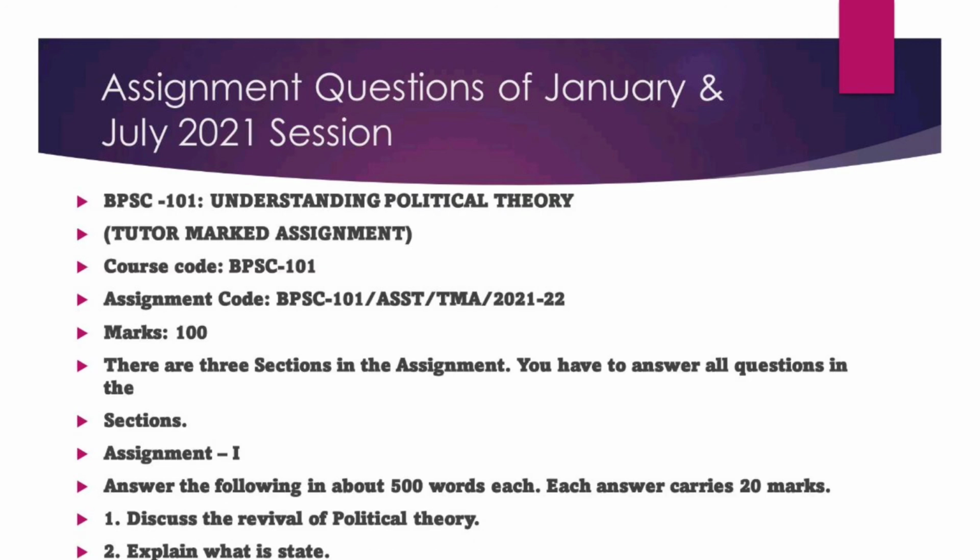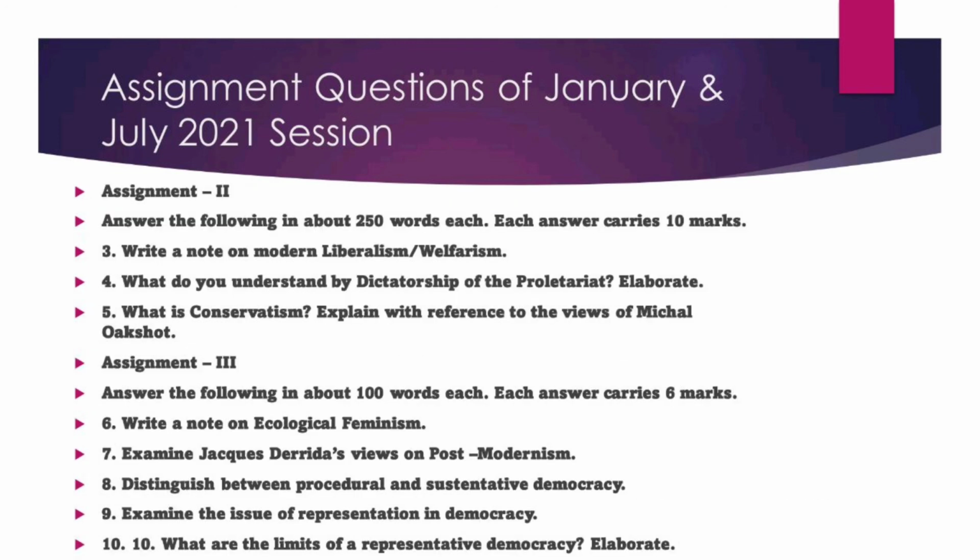And this is the current assignment question paper from the July 2021 session. So the first question is discuss the revival of political theory, and second question is explain what is a state. In section 2, you have to write 3 questions. Write a note on modern liberalism or welfarism. So 4th question is what do you understand by dictatorship of the proletariat? Elaborate. 5th question is what is conservatism? Explain with reference to the views of Michael Oakeshott.